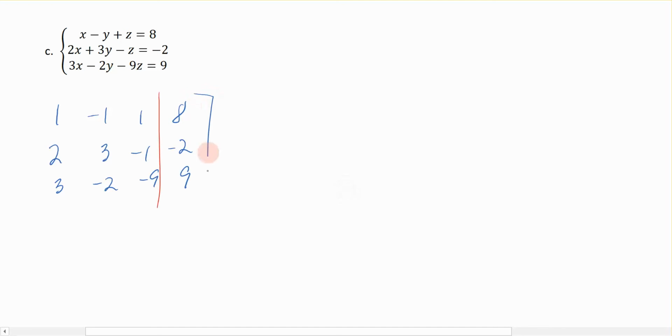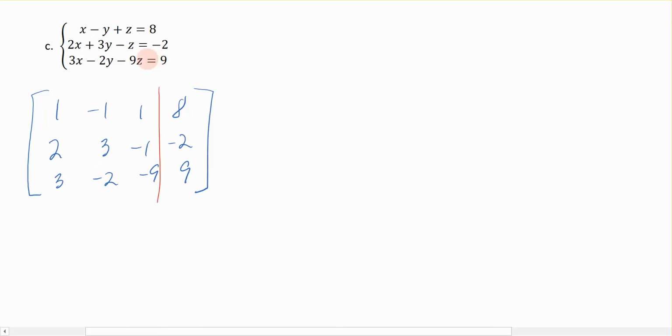I do want to take just a second and point out that if you have an equation that doesn't have a variable, let's pretend that this last equation was just 3x minus 9z, so we're missing the y variable in that particular equation. You would still represent that slot in this row with a 0. In other words, you need the 0 in the matrix as a placeholder. So just be aware that that may be the case sometimes.